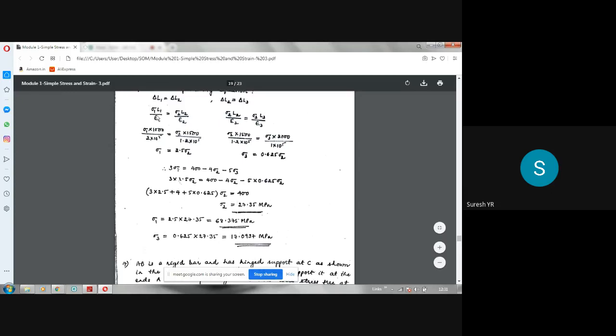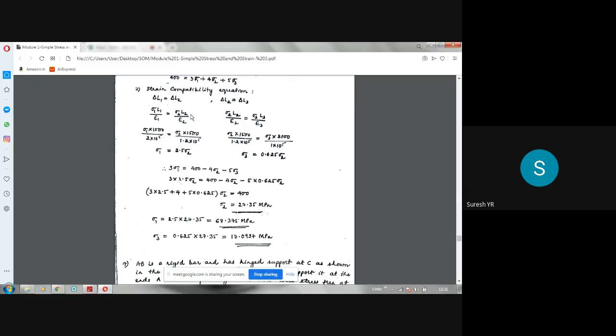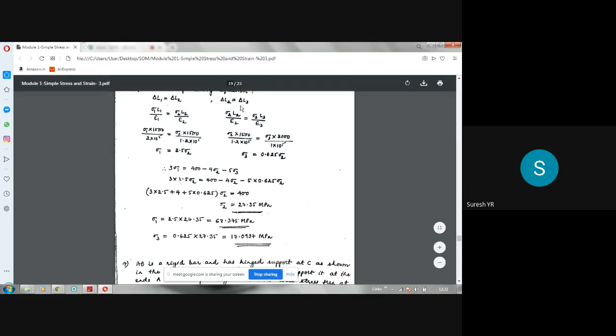So delta L1 in this case becomes sigma 1 we have calculated here, 68.375, this value, into L1 is 1000 divided by E1 is 2 into 10 power 5. Just simplify that, you will be getting delta L in millimeters. Otherwise you can use this also. You will get the same answer. You should get the same answer. Otherwise some mistake may be there in the solving of equations. You have to check. So whether you find delta L1 or delta L2 or delta L3, all are equal here. That is the strain compatibility condition.